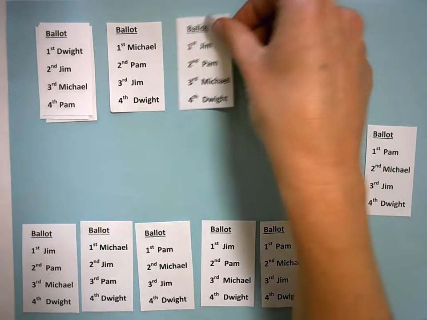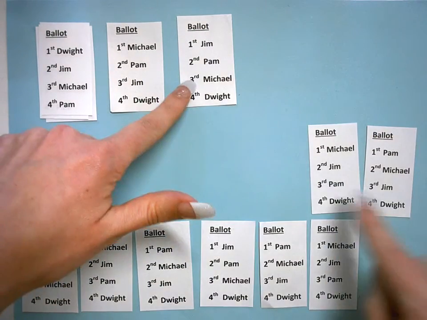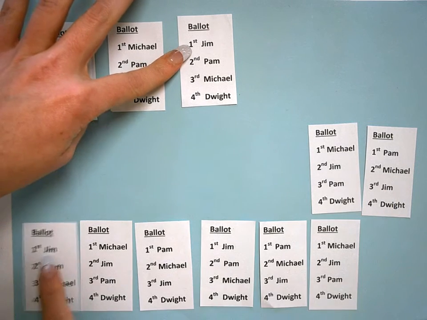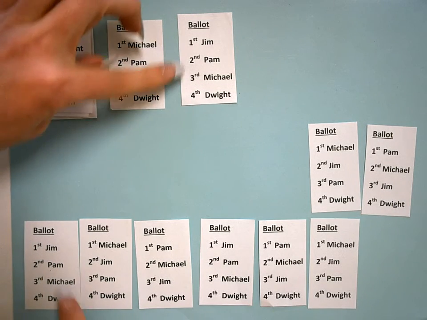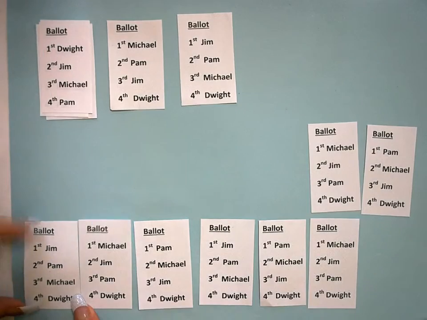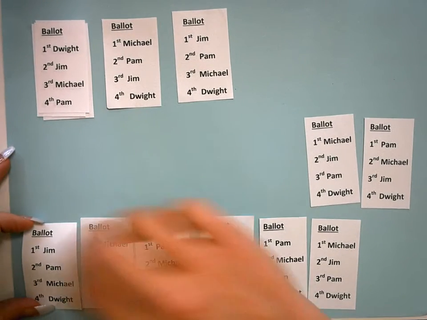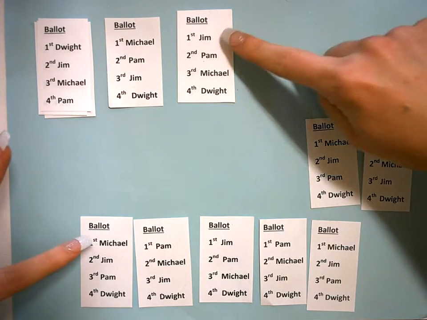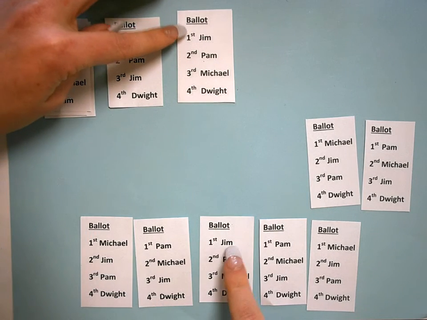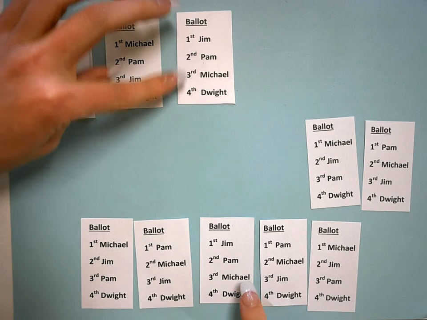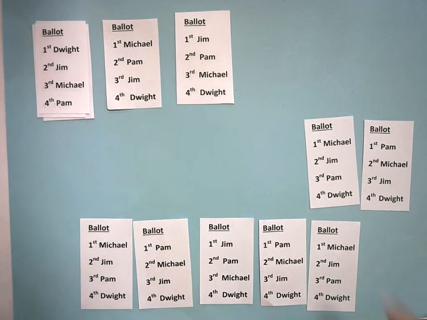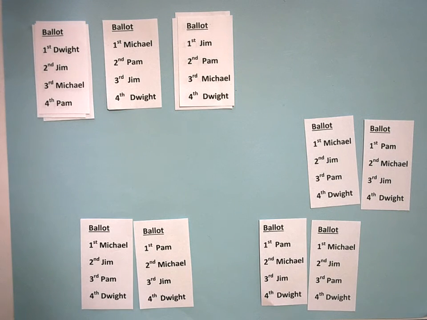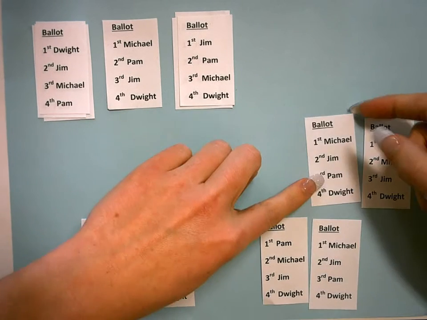I'm just going to pick this one and see if there's any other ballots which are exactly the same as this. Anybody who voted Jim first. Here's one. Jim, Pam, Michael, Dwight. Yes, that's exactly the same. So that is going to go into this group. And then I'm going to continue to look for one that has a Jim first place. Yes, Jim first, Pam second, Michael third, Dwight last. That's exactly the same. So that goes into that group. And that's it.